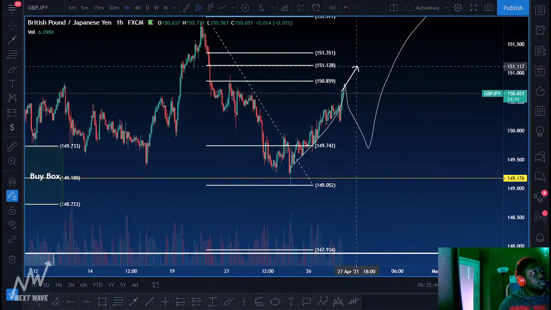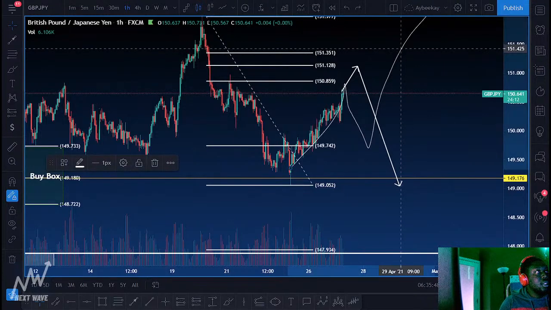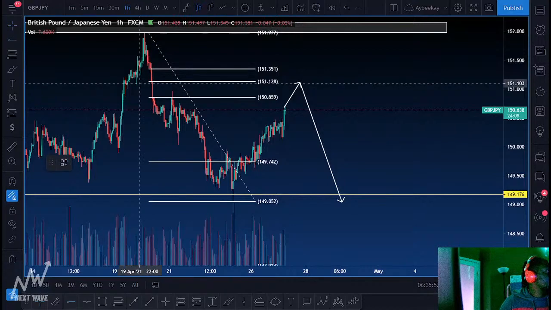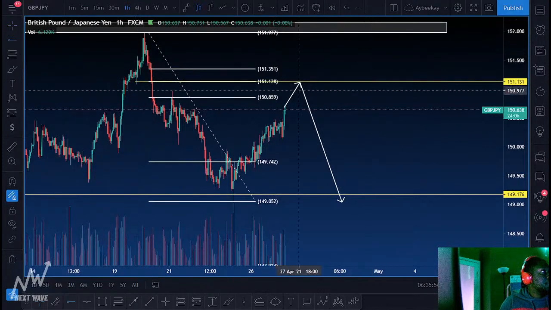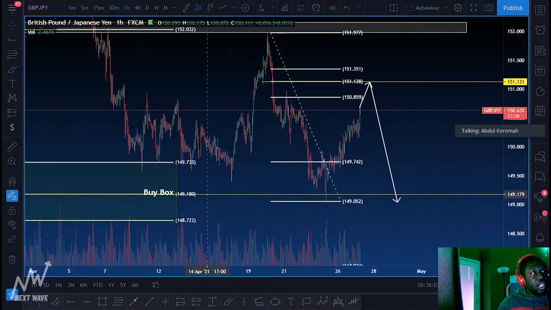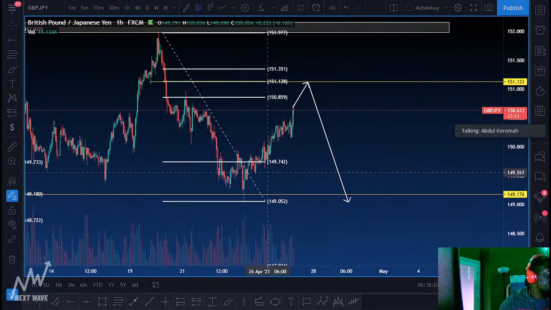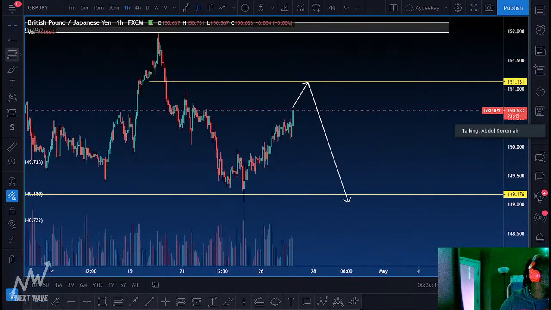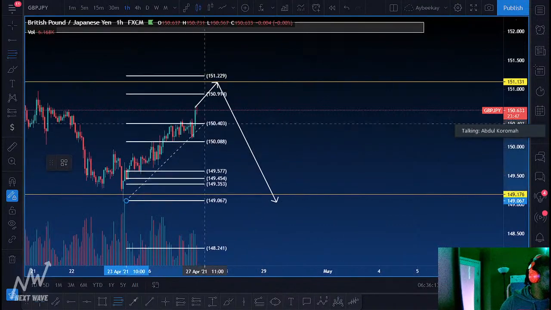So short-term wise, oops, not that. I'm going to keep this though. Short-term wise, what I want to see on GJ is for price to come into like 151.128 and then for it to fall. If it comes back down to the 71% fib and it just stops and starts to go to the upside again, or if it comes down to, let's say, I need to hide this real quick, because again, I'm looking for this retracement overall.